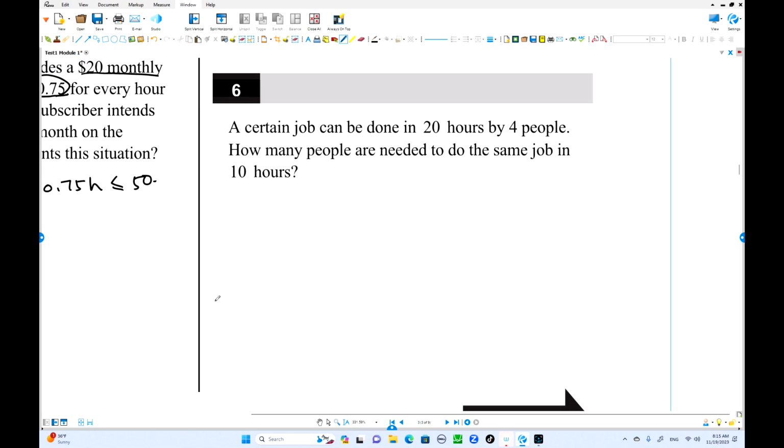This is number 6. A job can be done in 20 hours by 4 people. So we define the job volume.